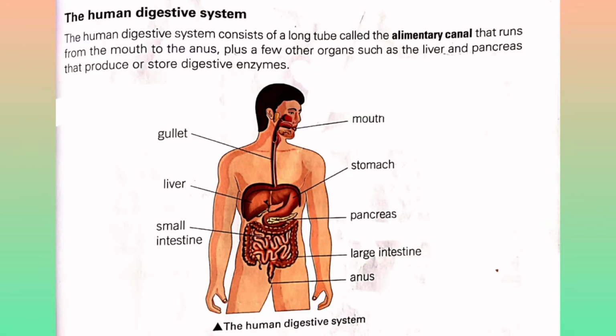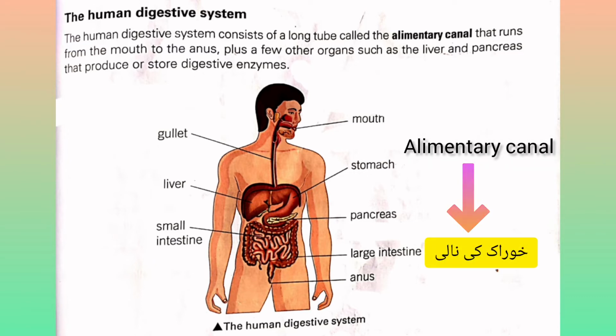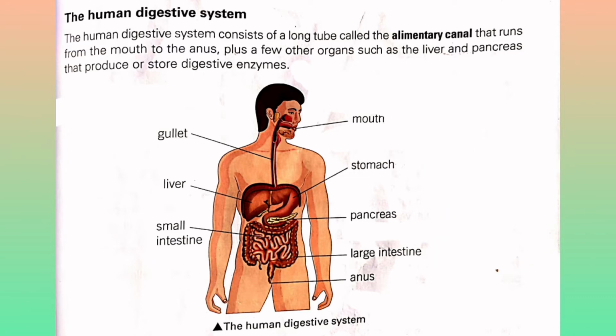Now it's time to explore the parts of the human digestive system. The human digestive system consists of a long tube which is called the alimentary canal. Human digestive system एक लंबी नाली पर मुश्तमिल होता है जिसे खुराक की नाली कहते हैं. It basically starts from our mouth and runs to the anus.